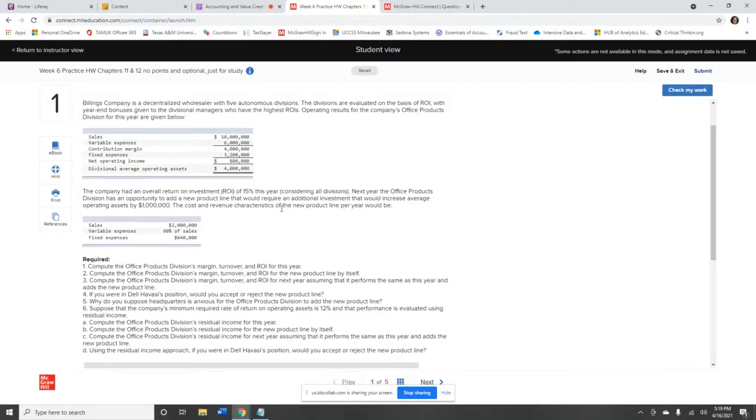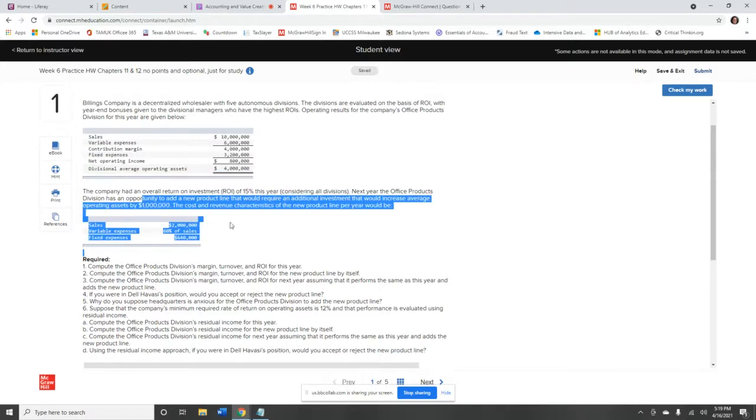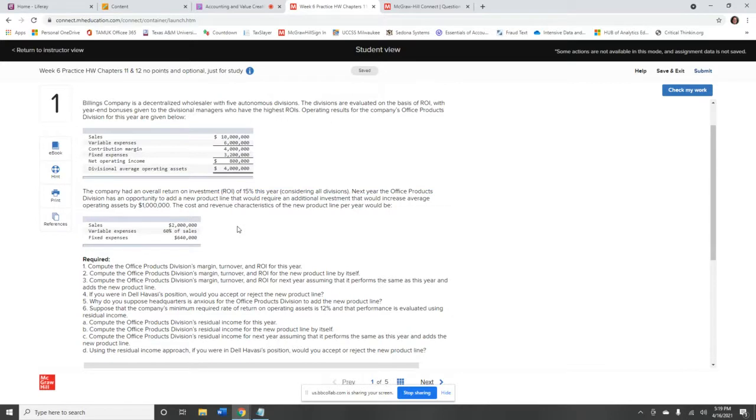All right. And then compute the new ROI for next year, assuming it performs the same and you add it. So this is this year. We'll do just the new product line by itself, and then we'll take this year plus the new product line and see what next year would be. So we're basically going to calculate ROI 3 times. And so we'll just do that.